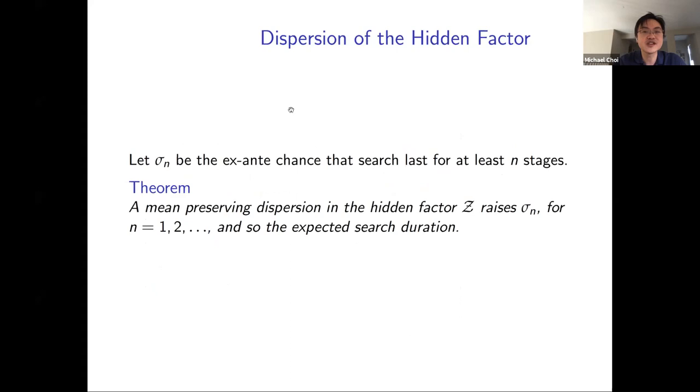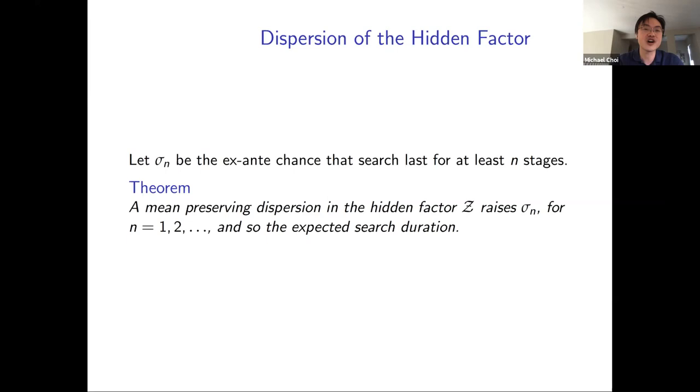If the distribution is more dispersed, the hidden factor is more dispersed, then the person searches longer, in the sense that if we let this sigma_n be the survival chance, that is the chance that you search at least n stages, then all these survival chances will go up as the distribution gets more dispersed, okay? So in this sense, we think we speak to the open question of what distributional change would make search last longer.